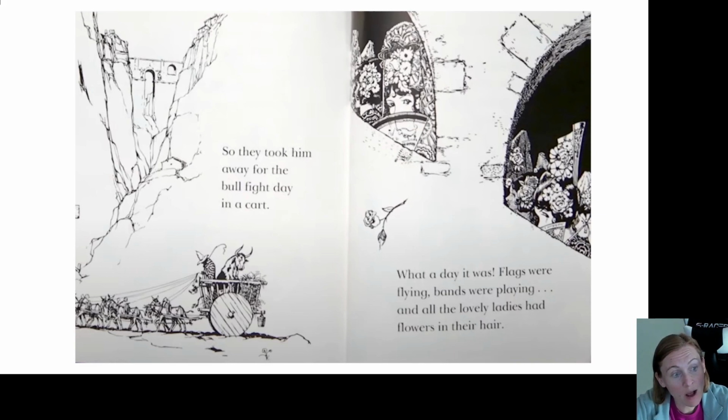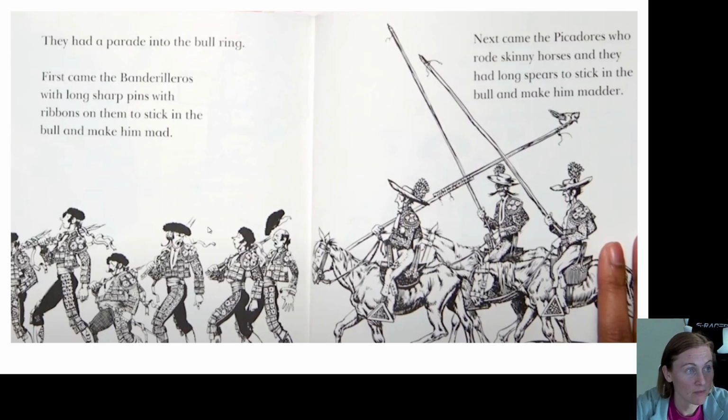Ferdinand is no longer out in the pasture with the other cows. Now he's being brought on a cart. Where? Right, if you said he's being brought to a city, good job, right? He's being brought into Madrid, the big city for the fight. They had a parade into the bull ring.